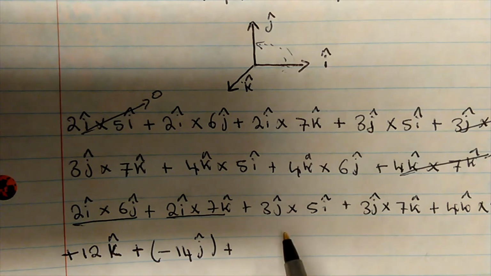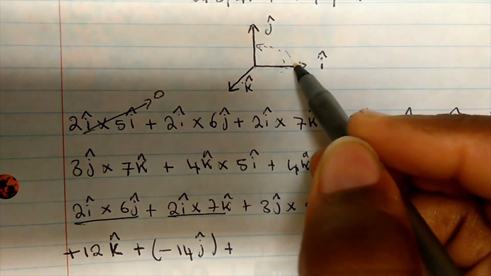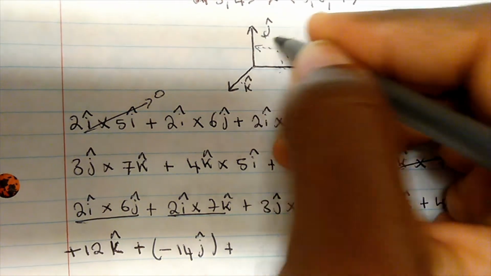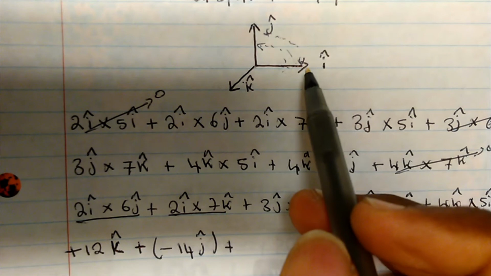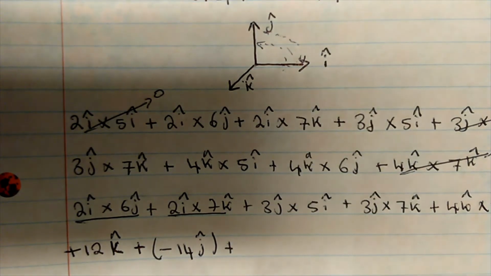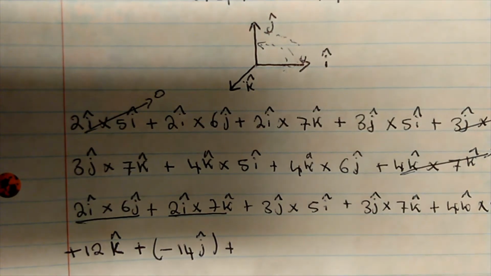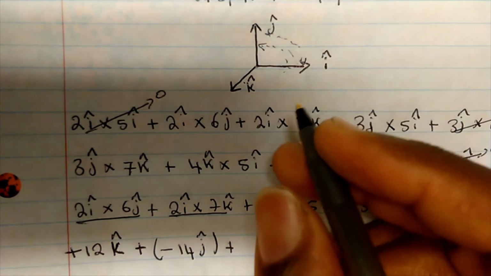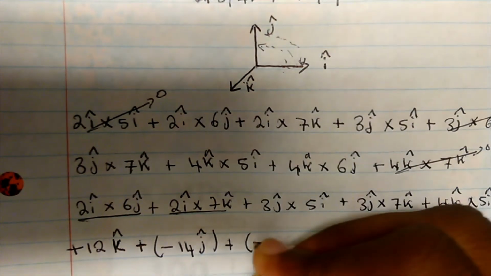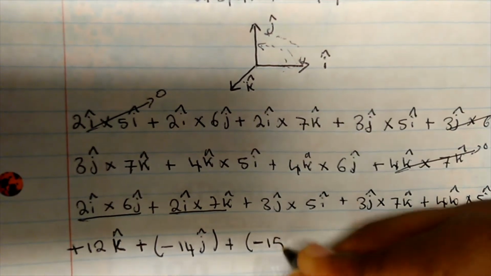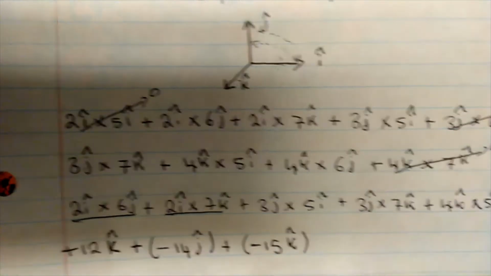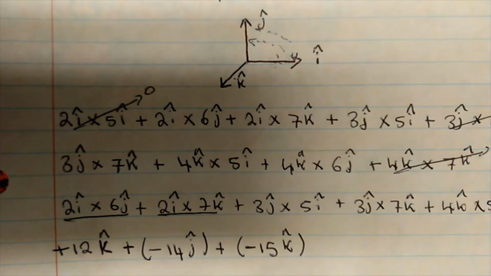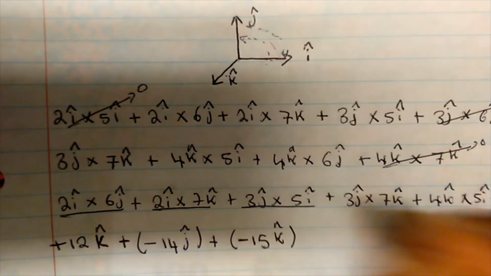J hat crossed into I hat. Now we're going this way. Okay, so from J hat to I hat, we're going clockwise again. So that will be negative again, because we're going clockwise. Well, 3 times 5 is 15. And we just cross J hat into I hat. So that will give us a K hat. Okay, so we're done with this.